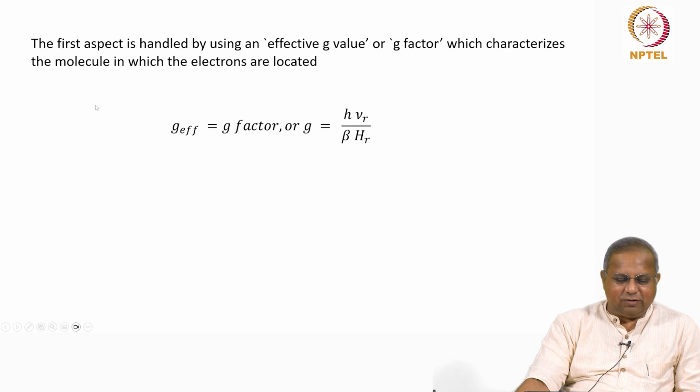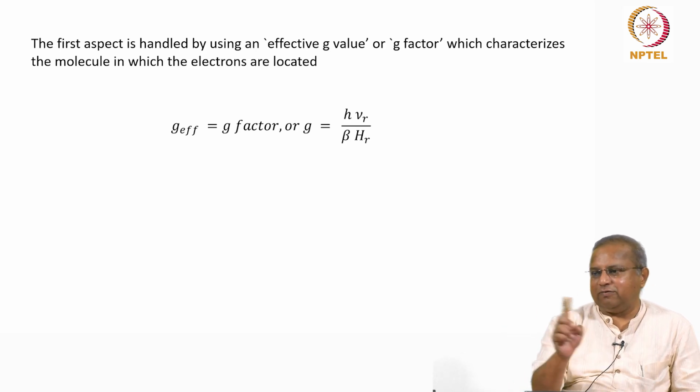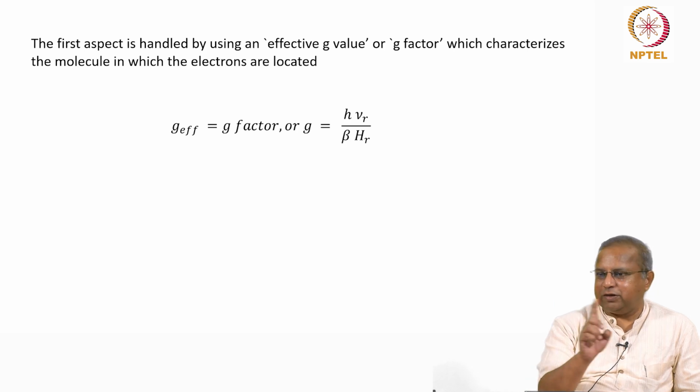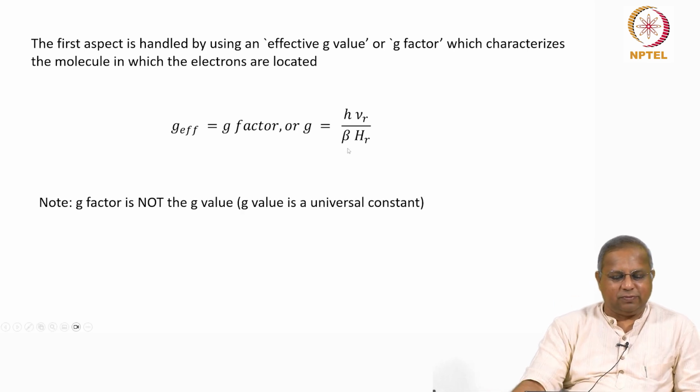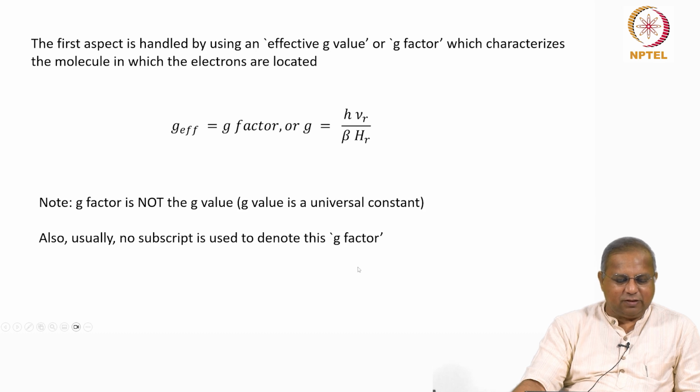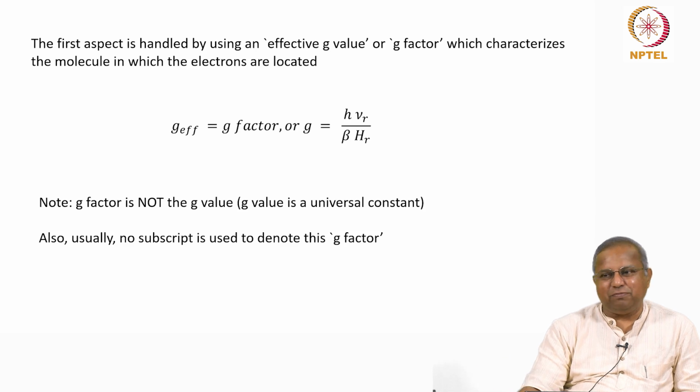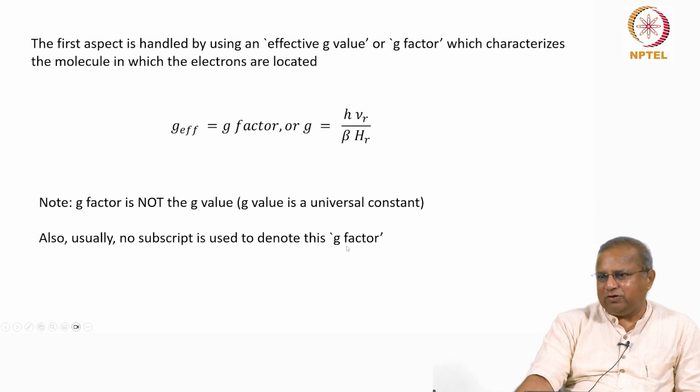So, G effective or G factor or G is nothing but you just equate it to h nu r by beta H r from this relationship, and then you're all fine. Everything else will follow. Already taken care of. This includes the magnetic moment that comes in due to the circular motion also. This G factor, as mentioned, is not the G value, which is a universal constant. And to add to the confusion, many times that difference is not made while writing. You'll have to make out the difference. But once you get used to it, it's not a big deal. You can figure that out.